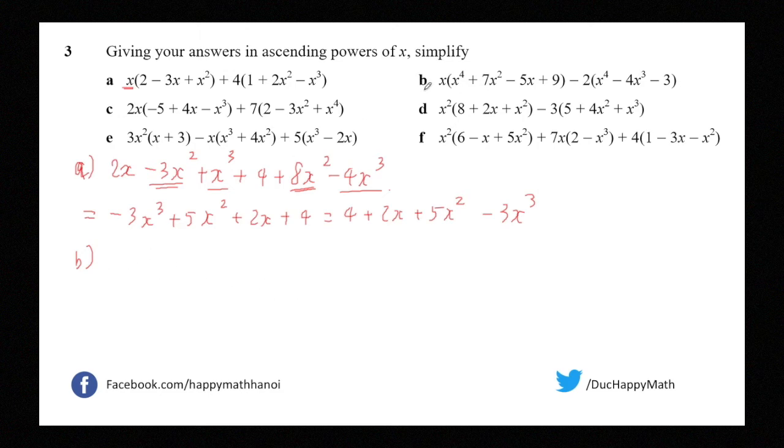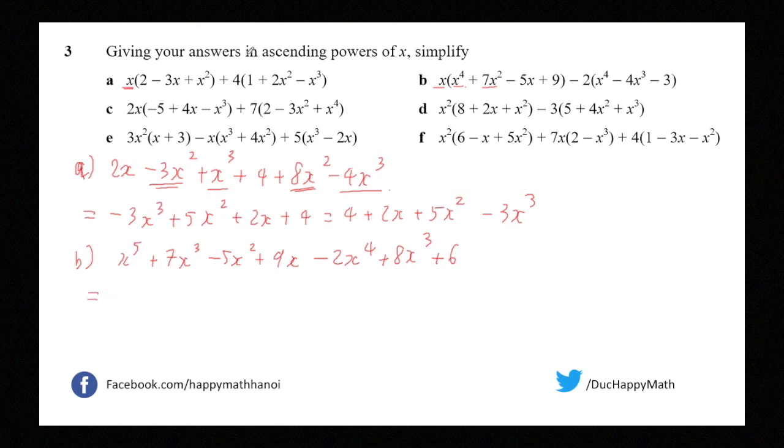Question B. x times x to the 4 means x to the 5. x times 7x squared means plus 7x cubed, minus 5x squared and plus 9x, and minus 2x to the 4. Minus 2 times minus 4 means plus 8x cubed, minus 2 minus 3 plus 6.